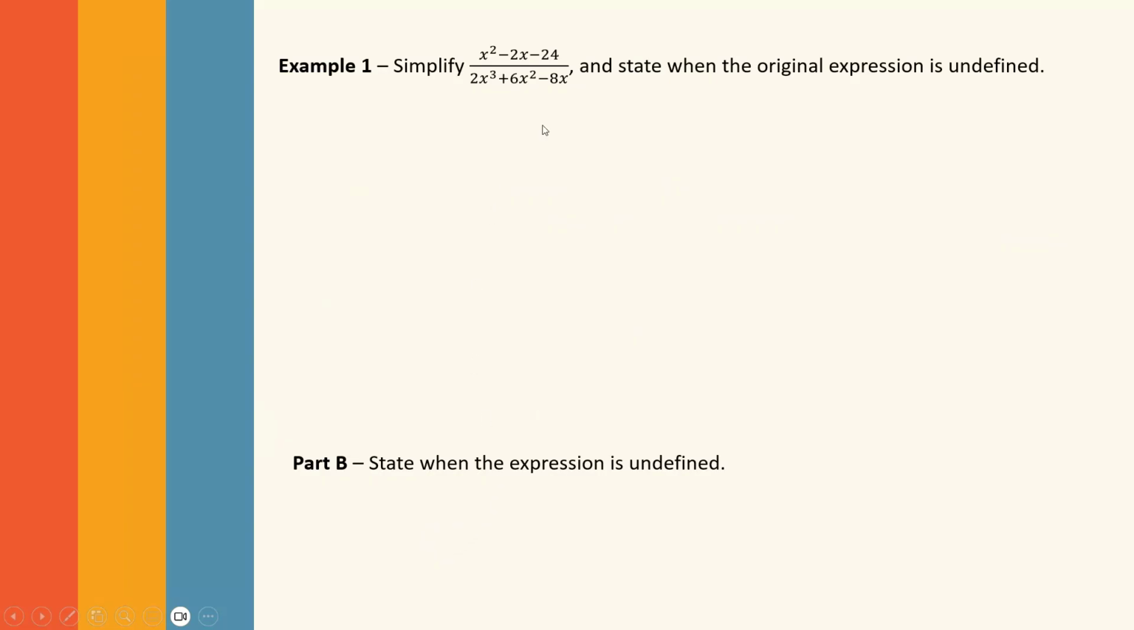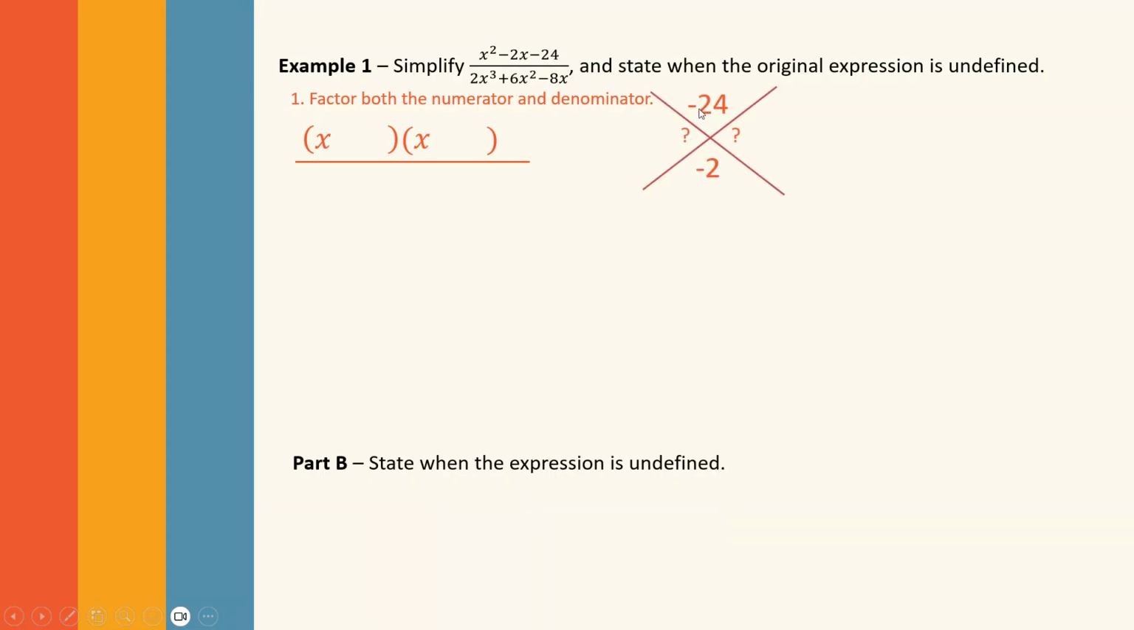So for example 1, we want to start by factoring both the numerator and denominator. So when we look at the numerator, we have a quadratic trinomial, so it's reverse FOIL. And we're thinking about what multiplies to -24, this number, and adds to -2, which would be a -6 and a +4. So that factors into x minus 6, x plus 4.